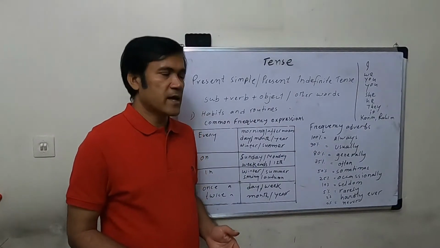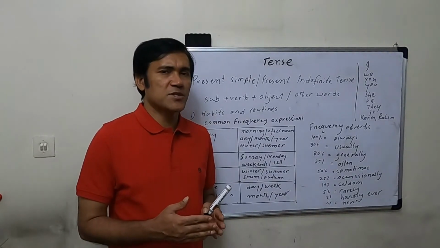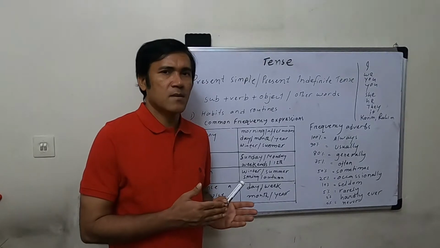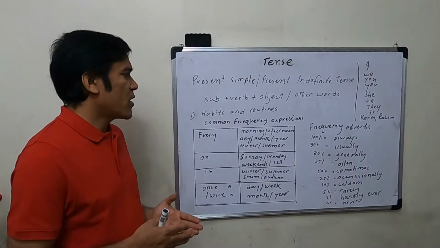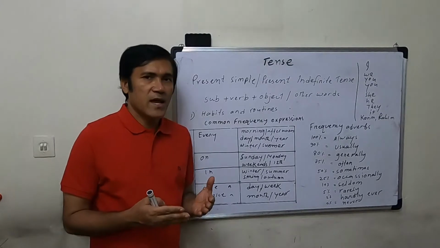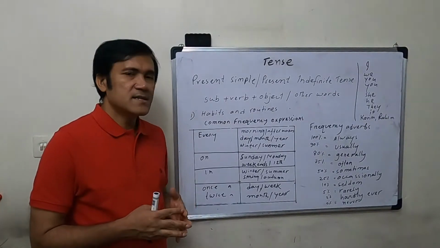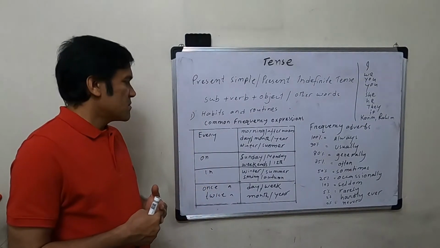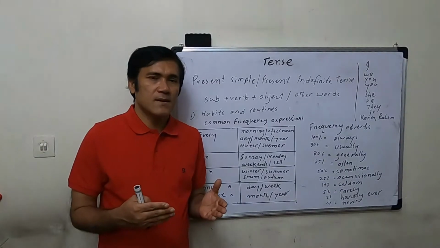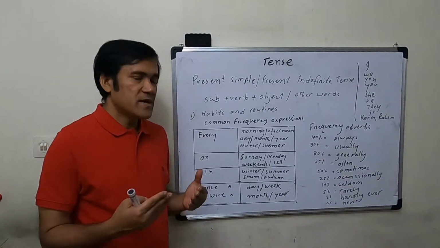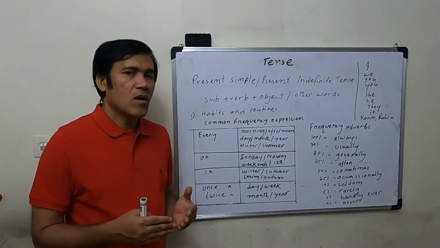Dear viewers, now you will see common frequency expressions and adverbs. These common frequency expressions and adverbs are always used in the present simple tense. If you use every, we can use every morning, afternoon, day, month, year, winter, or summer. Then on Sunday, Monday, weekend, 12th. And in winter, summer, spring, autumn, once a year, or once a week, twice a week, twice a month. Or we can use once a day, week, twice a month, or year.